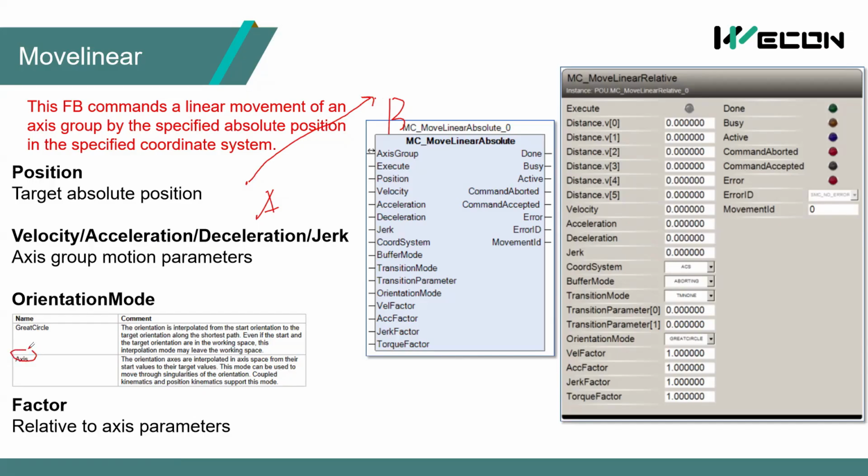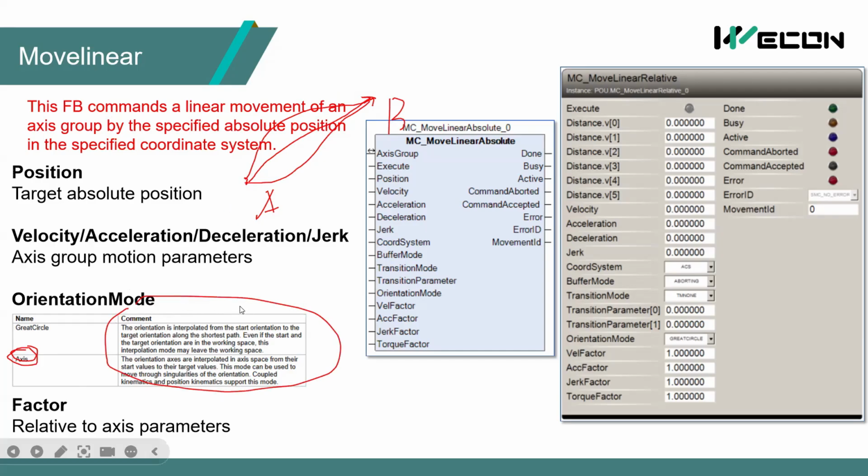But for the second, if we select axis, the motion will be controlled by each single axis. It means we will also achieve going from A to B, but it may be like this or like this. So it's not the shortest path. And for details, you can check here.